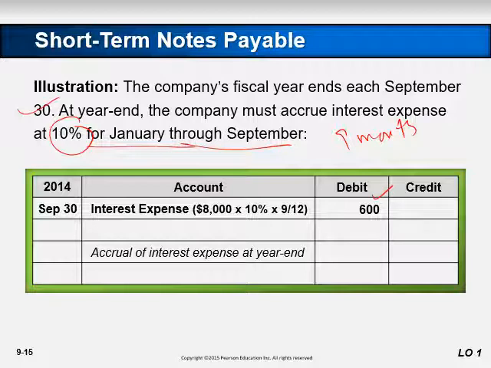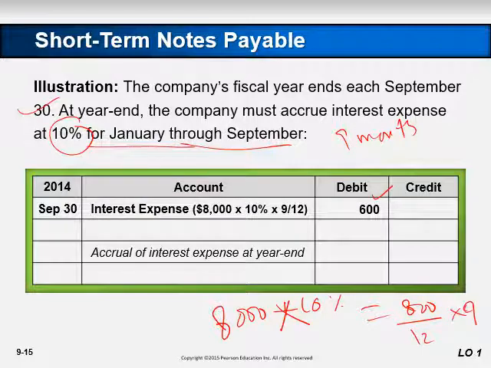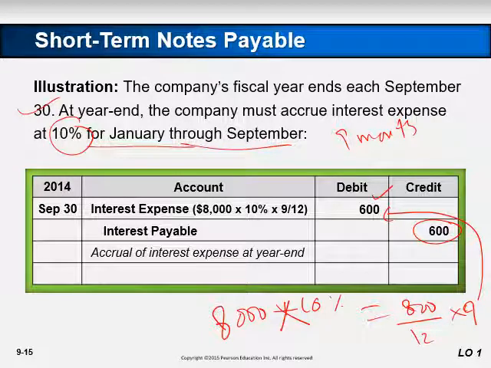How is it calculated? So 8,000 multiplied by 10%, 800. That is on yearly basis. We divide by 12, multiply by 9 months. Answer is 600. So interest expense to interest payable is going to be 600, and when you pay that one, pay.